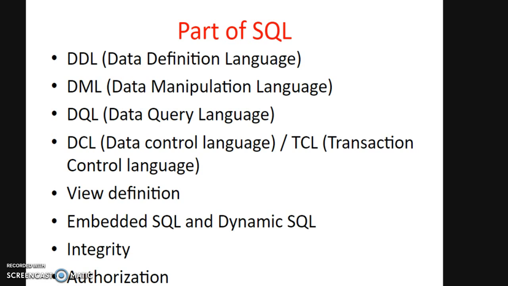DDL stands for Data Definition Language, that is used to define the structure of the database. Next, DML. DML means Data Manipulation Language. It is used to perform operations like insert, delete, update, etc. Next one is DQL. DQL stands for Data Query Language. It is used to give the query as an input to the system.